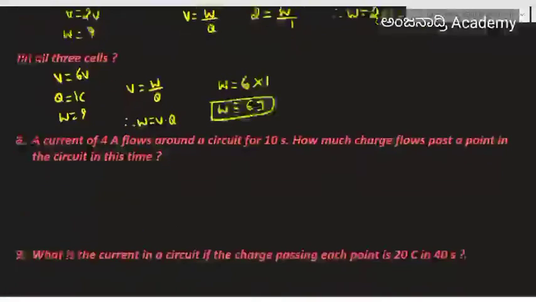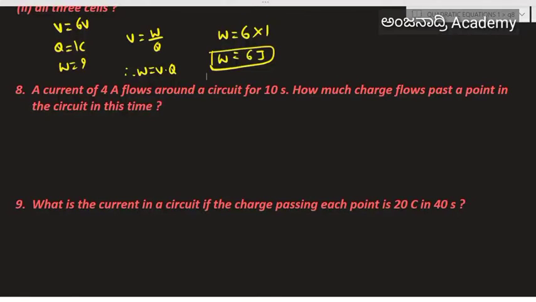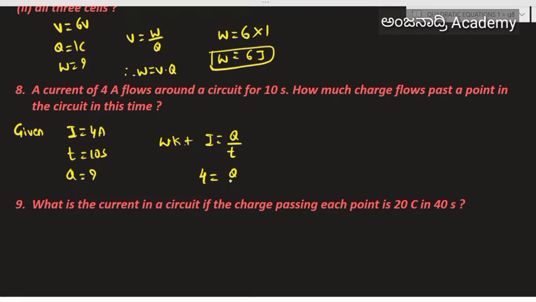Let us move to the next question. A current of 4 ampere flows across a circuit for 10 seconds. Given current I is equal to 4 ampere, time 10 seconds, and how much charge flows past a point in the circuit. Q is equal to question mark. We know that I is equal to Q by T. I is 4, time is 10 seconds. Therefore Q is equal to 4 into 10, that is 40 coulomb is the answer for the given question.